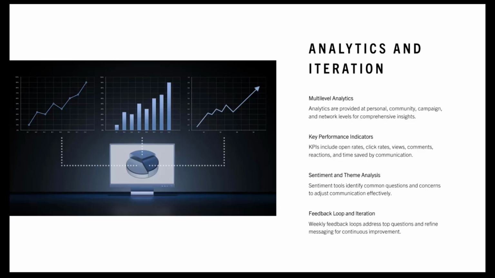But from a comms point of view, we also have multi-level analytics. You'll see analytics are provided at community, campaign, and network levels. Inside of Viva Engage, you've got a full analytics aspect, and then you've got different kinds of indicators. These might include things like views, comments. Some of these are maybe a little bit incorrect here, like open rates and click rates, but you'll be able to see quite a lot from it being inside of the SharePoint News.